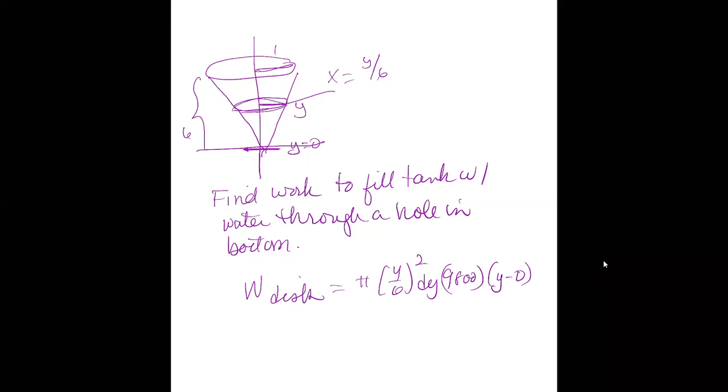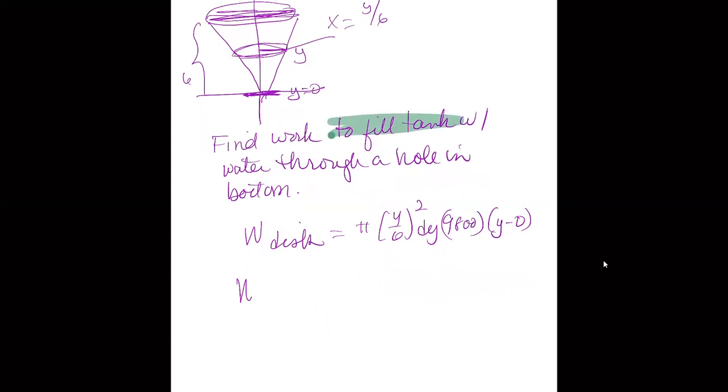And if we're filling the tank completely, when we finish our work, we will have gone from y equals 0 to y equals 6. So our total work will be the integral from 0 to 6 of pi times y over 6 squared times 9,800 times y dy.